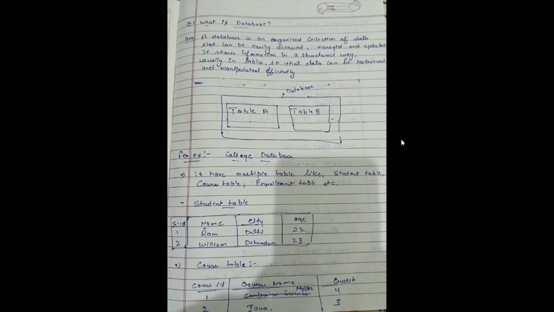Here is also given an example: there is a database and we have a table A and a table B. Now here we have an example of a college database. It has multiple tables like student table, course table, enrollment table. In the student table we have different columns and rows. In columns we have student ID, name, city, age.